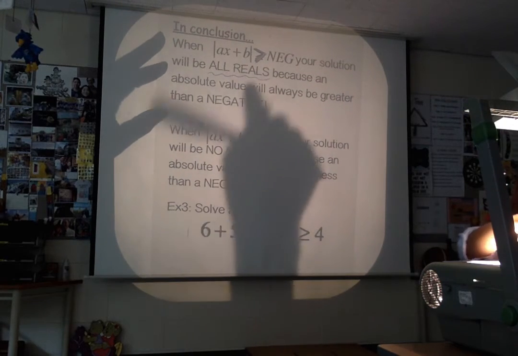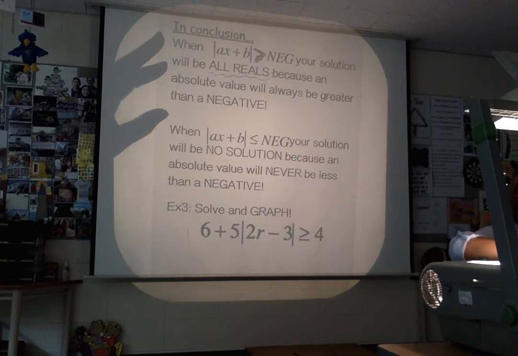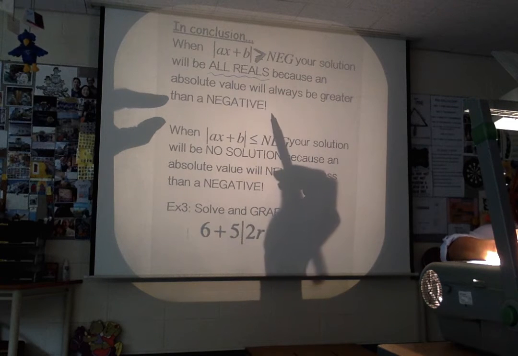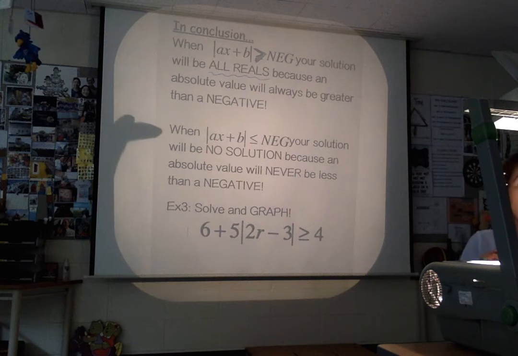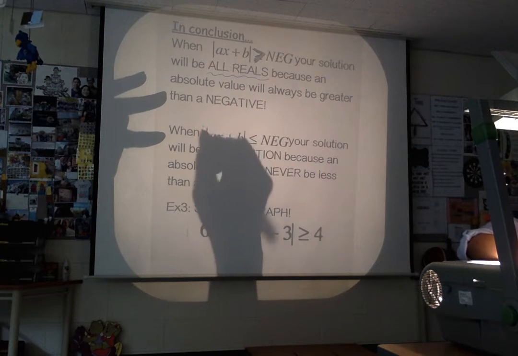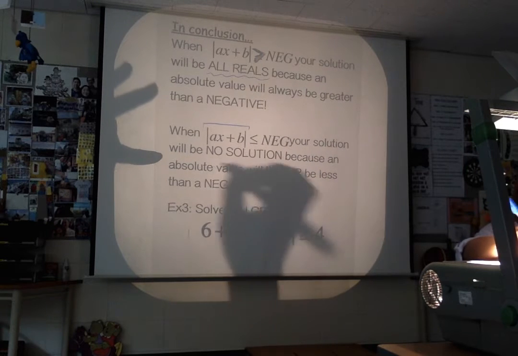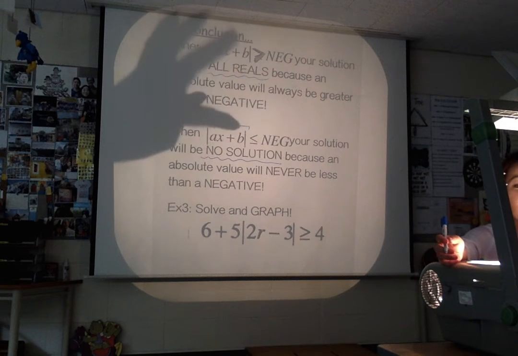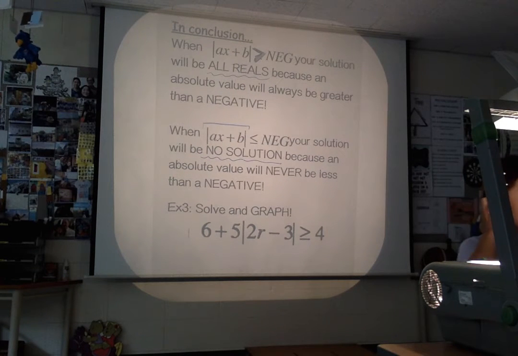Because you know that every absolute value has to be greater than a negative. Because an absolute value will always be greater than a negative, okay? Or greater than a 0, I guess we should say. But now, when absolute value is less than or equal to a negative, then your solution will be no solution, because it's impossible to achieve a negative value when you absolute value something, okay? Because remember, it's always a distance.